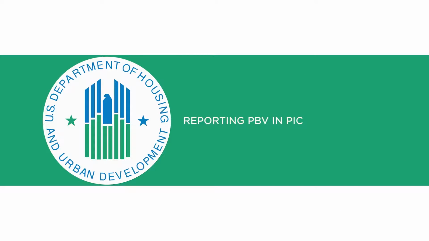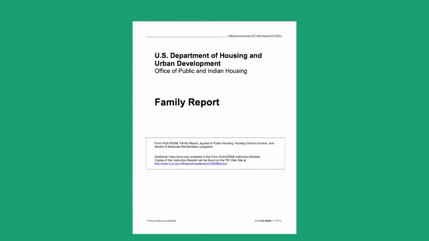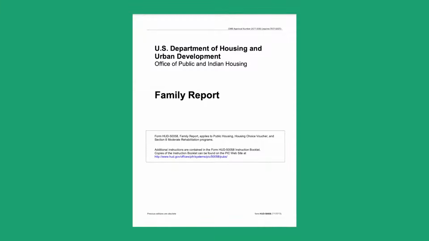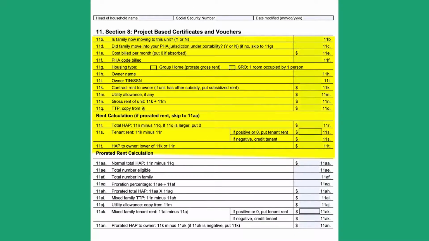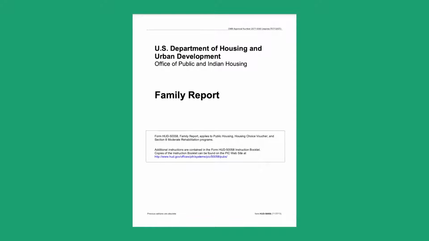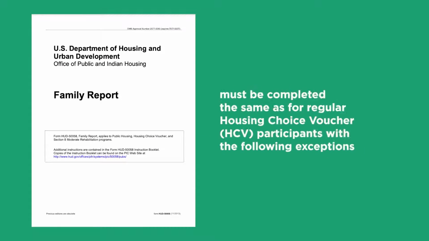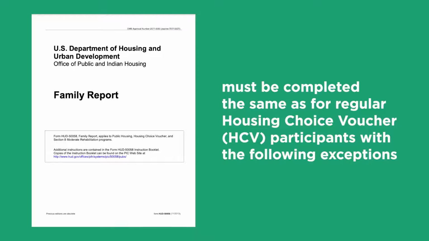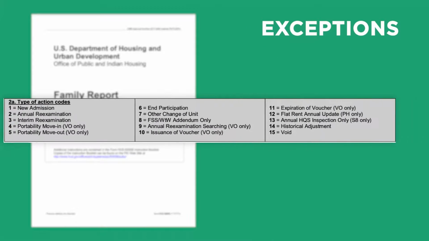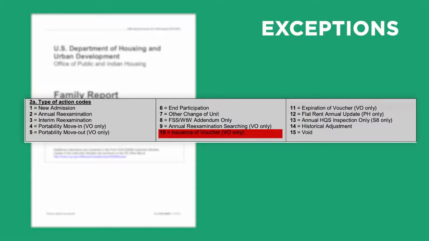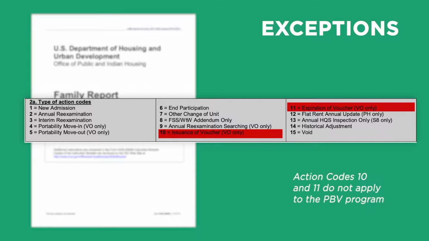Reporting PBV in PIC. We will first start with the reporting requirements in the PIC system. To ensure that families occupying PBV units are recorded properly in PIC, PHAs must complete Section 11, lines 11B through 11AN as applicable of the Form HUD 50058. The remaining sections of the HUD 50058 form must be completed the same as for regular Housing Choice Voucher (HCV) participants, with the following exceptions: Action Codes 10, Issuance of a Voucher, and 11, Expiration of Voucher. Action Codes 10 and 11 do not apply to the PBV program.